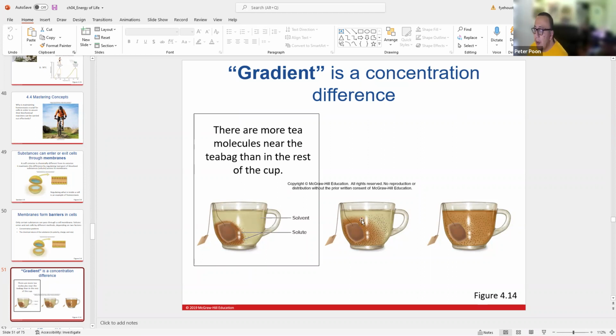The difference in concentrations is the gradient. As time passes, things move from a high concentration to the low concentration. So by the end, the concentration gradient disappears, and now there's no difference between the concentration of this corner and that corner of the tea.